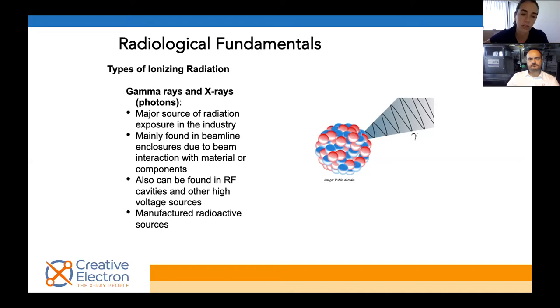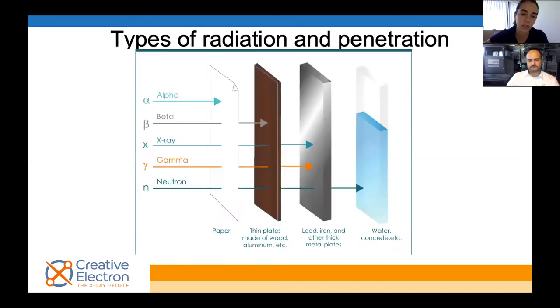This little display here just shows what I was mentioning before. Different types of radiation can be blocked by different sorts of materials. Alpha and beta particles can be blocked by just a sheet of paper or wood. And then x-rays and gamma rays require a few feet of concrete or a thick piece of lead, materials that are much more dense to be able to stop them from penetrating through.